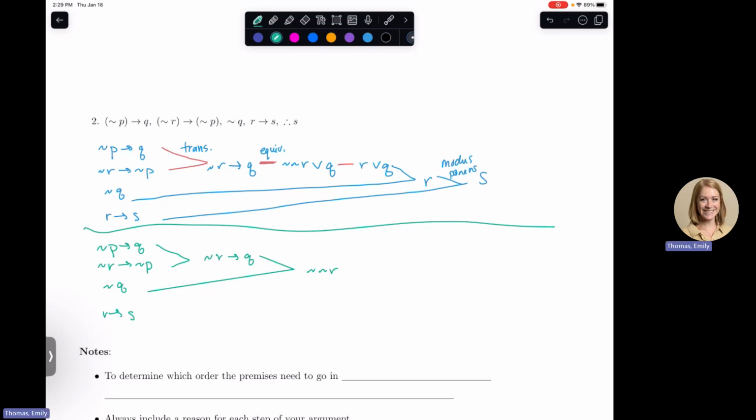That's modus tollens. So like modus tollens, remember, is P implies Q and not Q, the contrapositive, gives you not P. So here, looking at not R implies Q and not Q gives you not R. So that's just R. And then R with R implies S, and modus ponens gives you just S.